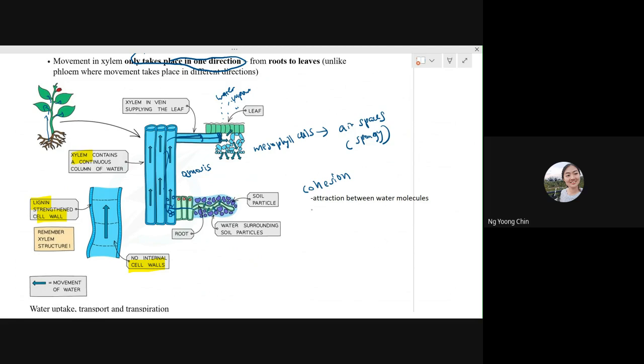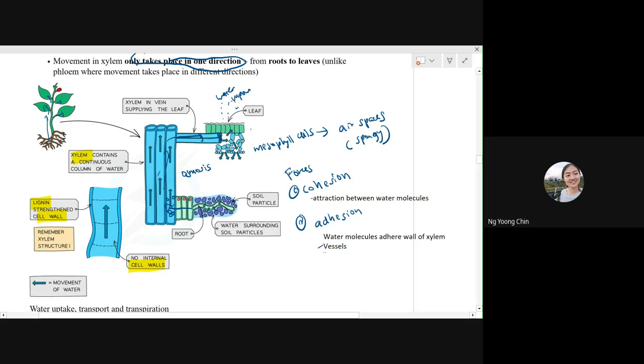Another one is adhesion. What is meant by adhesion? Adhesion is a kind of force. So actually, these two things are forces. So adhesion refers to the water sticking to the wall of the xylem vessel. Water molecules adhere to the wall of the xylem vessel. So those are the factors that cause the water to be able to move upwards against the gravitational force.